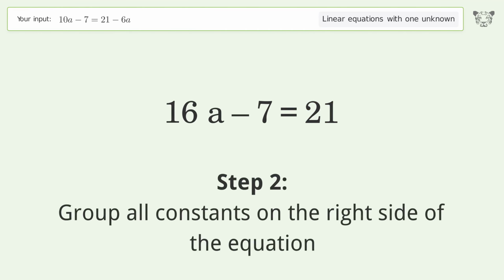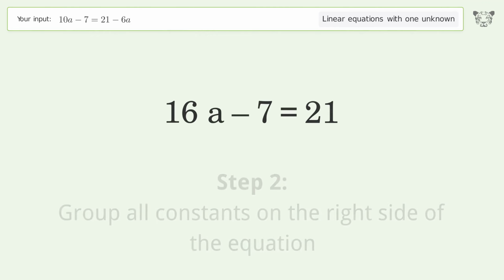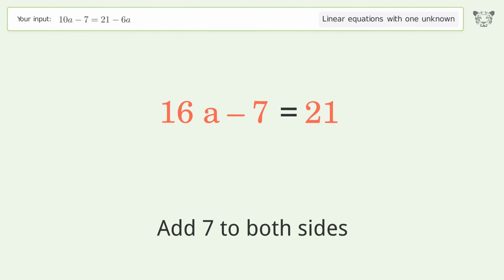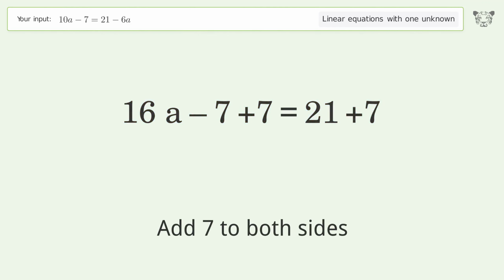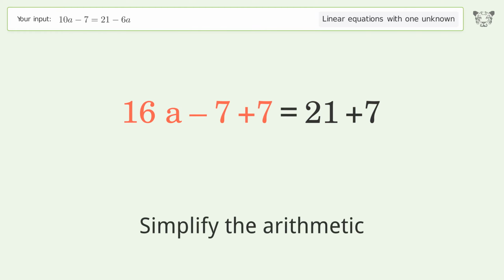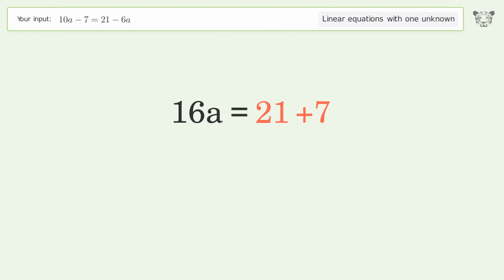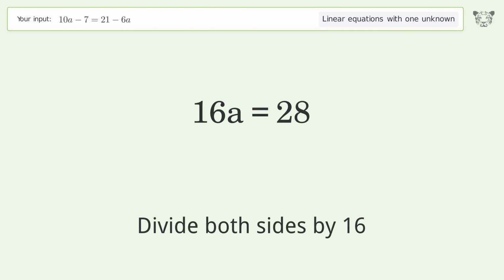Group all constants on the right side of the equation. Add 7 to both sides. Simplify the arithmetic. Isolate the a. Divide both sides by 16.